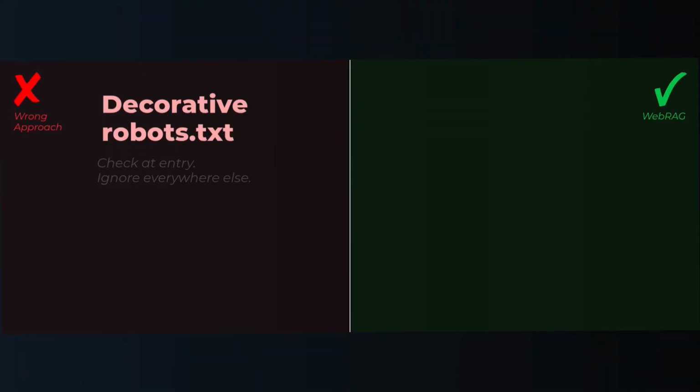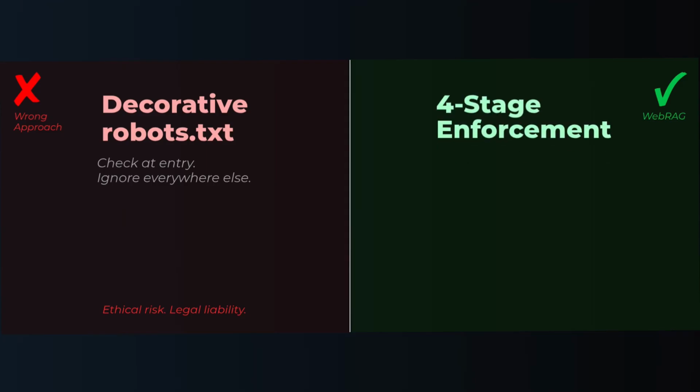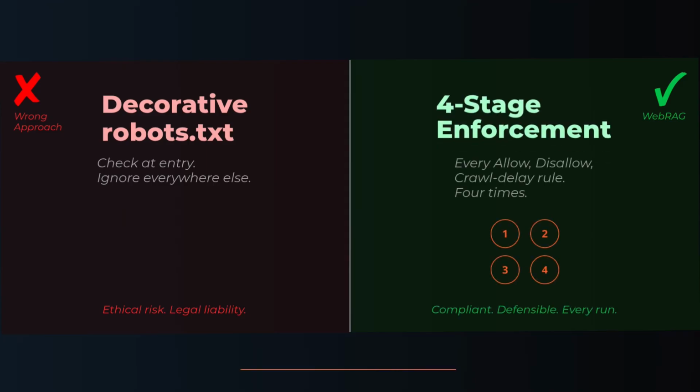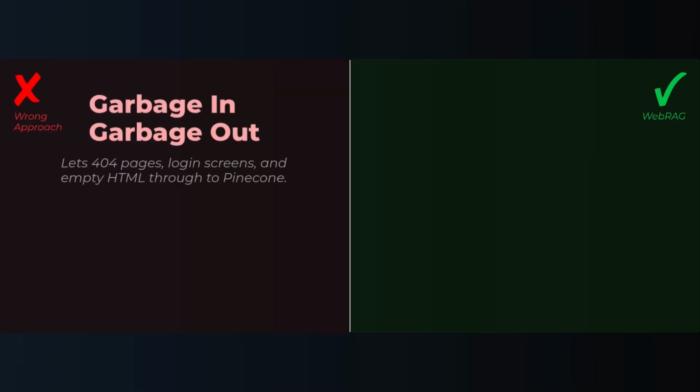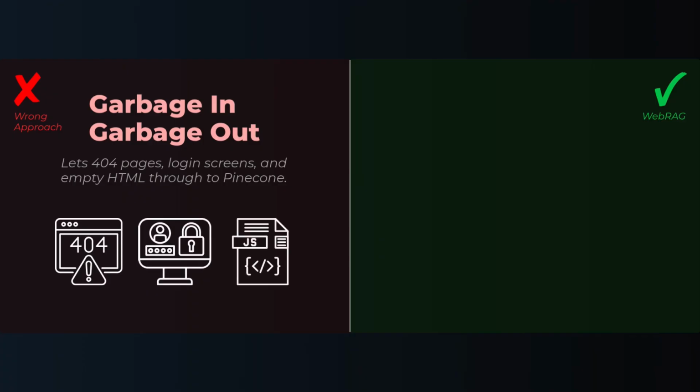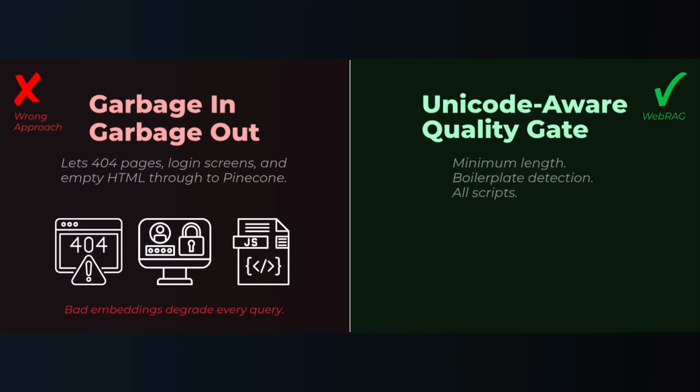Surface-level robots.txt compliance is both an ethical and a legal risk in a business context. WebRAG enforces it at 4 separate points in the pipeline. Skipping the content quality gate means your vector database fills up with 404 pages, login screens, and JavaScript shells that produce nearly empty HTML. Those bad embeddings degrade every query. The gate removes them before they ever reach Pinecone, and it does this correctly across all scripts, not just English text.